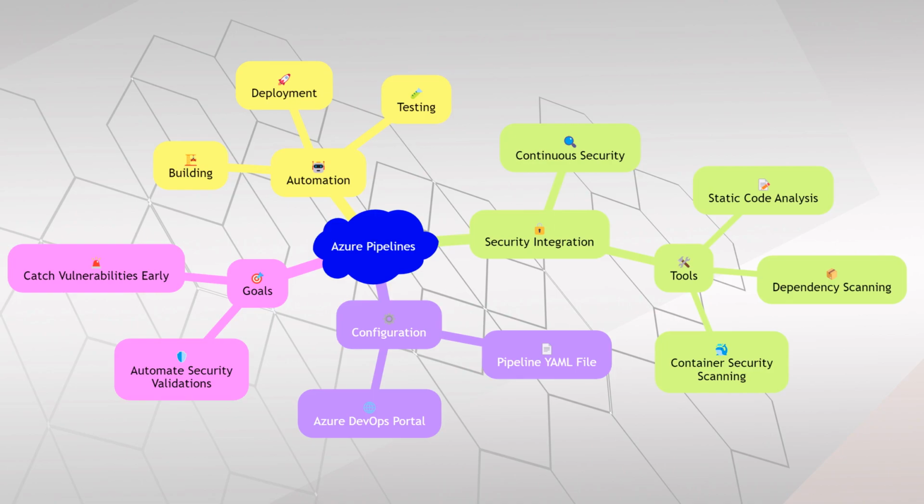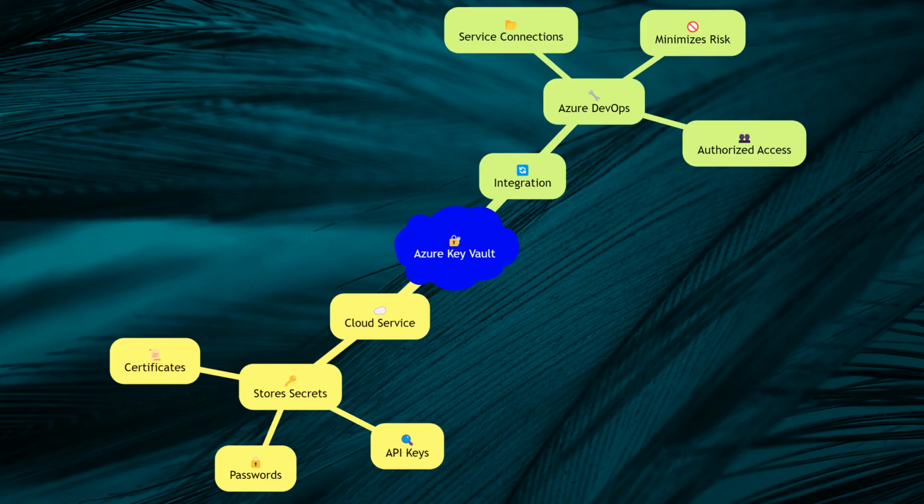Azure Key Vault is a cloud service for securely storing and accessing secrets, such as API keys, passwords, and certificates. Integrating Azure Key Vault with Azure DevOps ensures that sensitive information is managed securely. You can reference secrets stored in Key Vault within your pipelines by using service connections. This approach minimizes the risk of exposing sensitive data in your codebase and ensures that only authorized users and services can access these secrets.